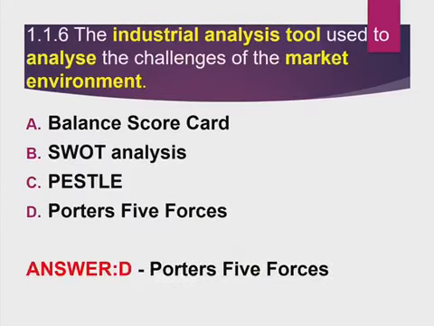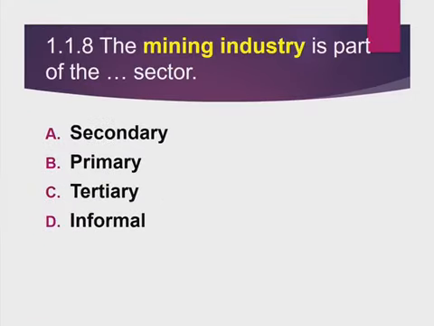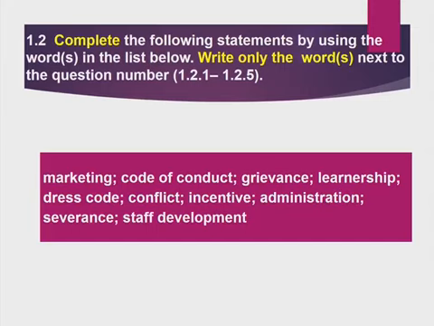The next type of question, Ms. Stein, is where they need to complete a statement. What happens there? 1.2. So learners, in 1.2, you need to complete the following statements by using the words in the list below. Write only the words next to the question number 1.2.1 to 1.2.5. So here, learners, you will get a list, and in this list will be different concepts. And from these concepts, you then have to complete the statements.